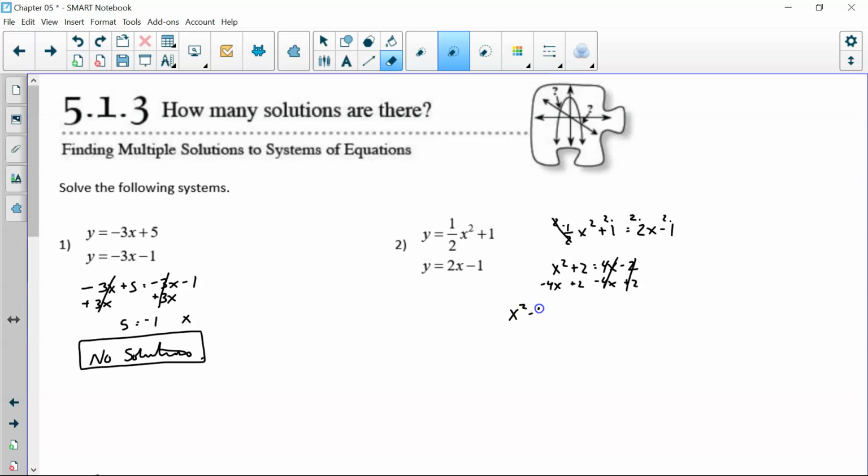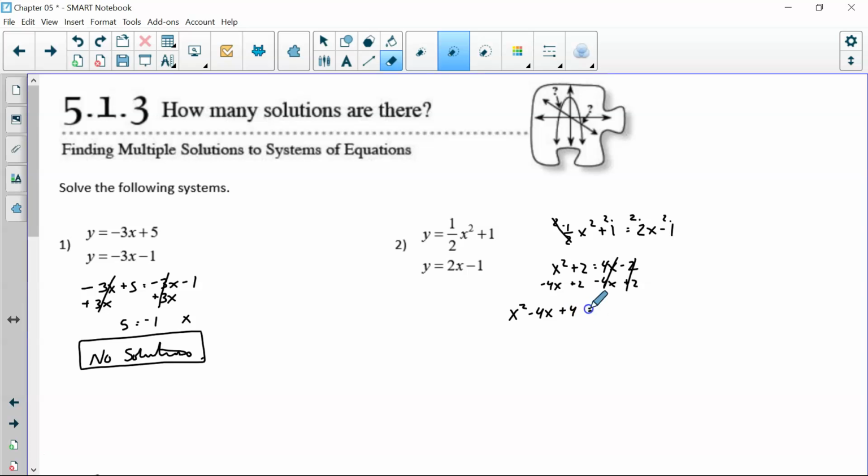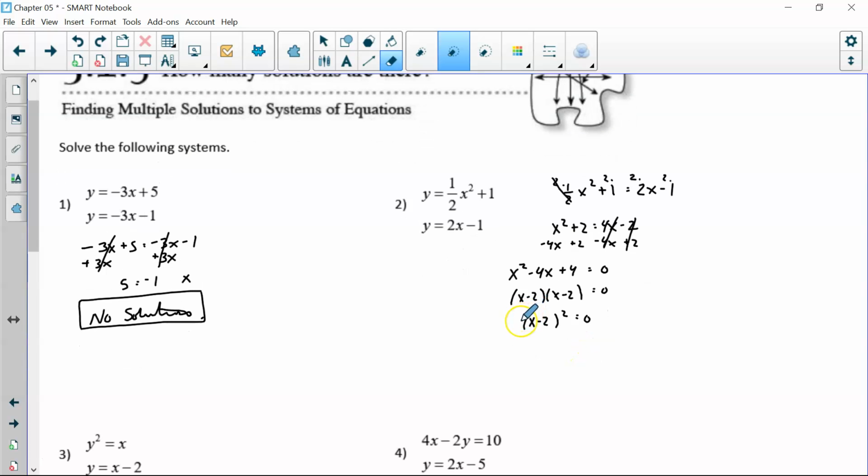x squared minus 4x plus 4 equals 0. And this we can factor. What we get is x minus 2 times x minus 2 equals 0, or x minus 2 squared equals 0. So to solve, take the square root of both sides. x minus 2 equals 0. So we get x equals 2.